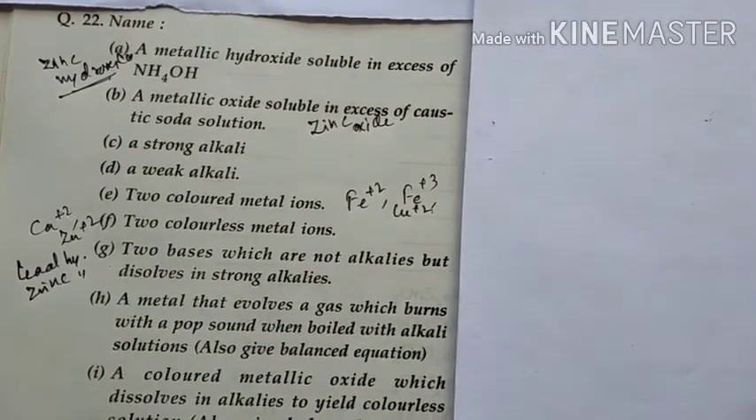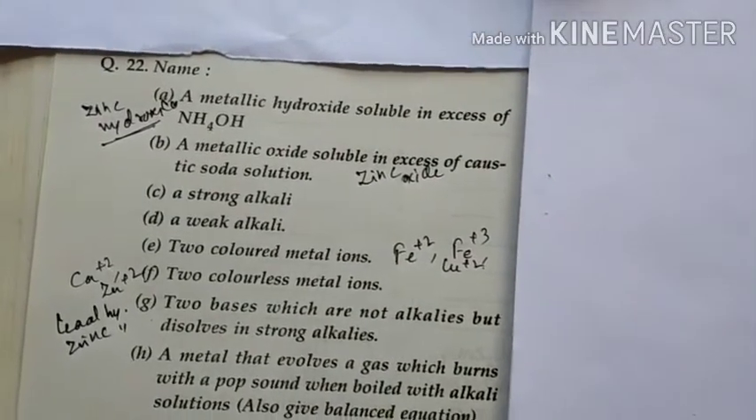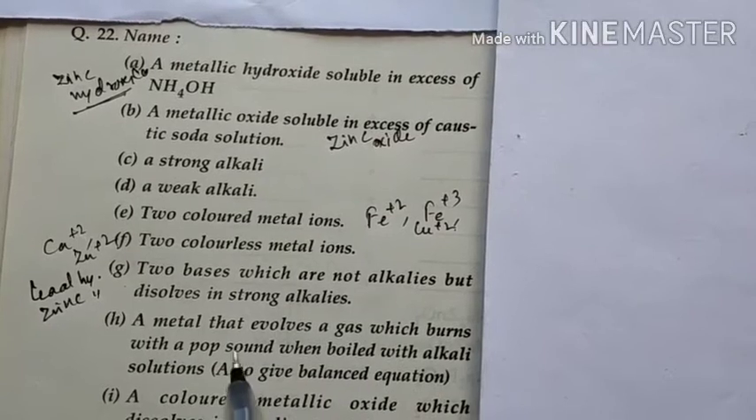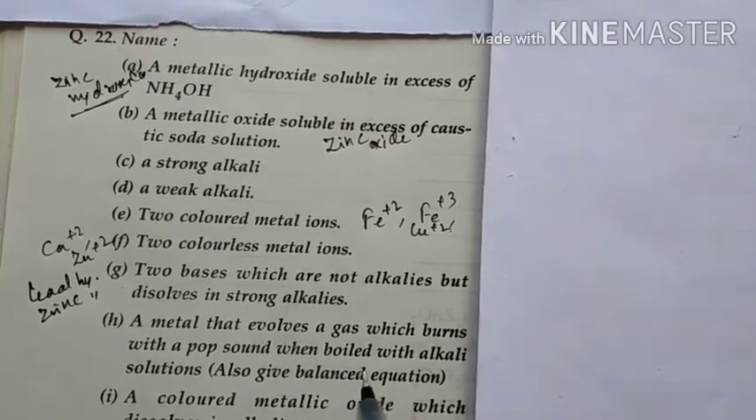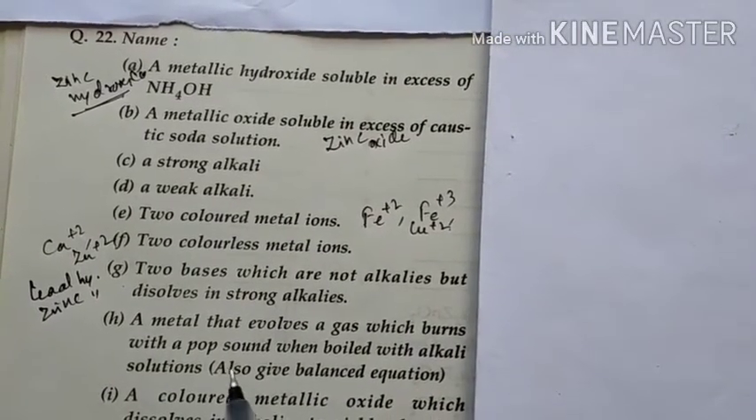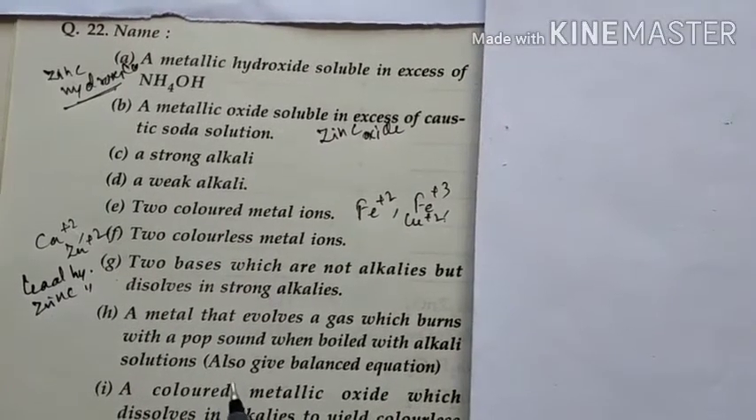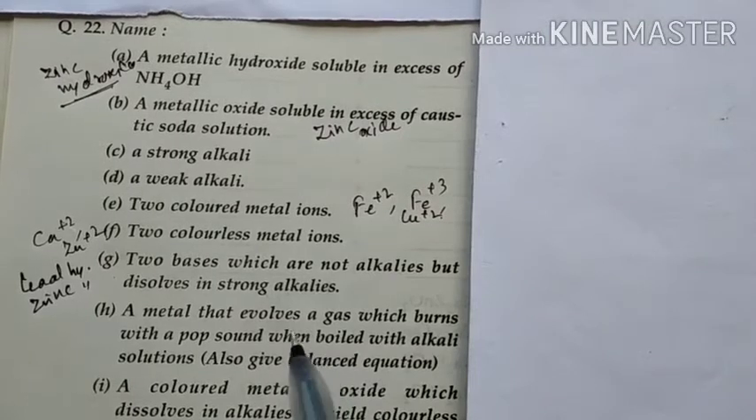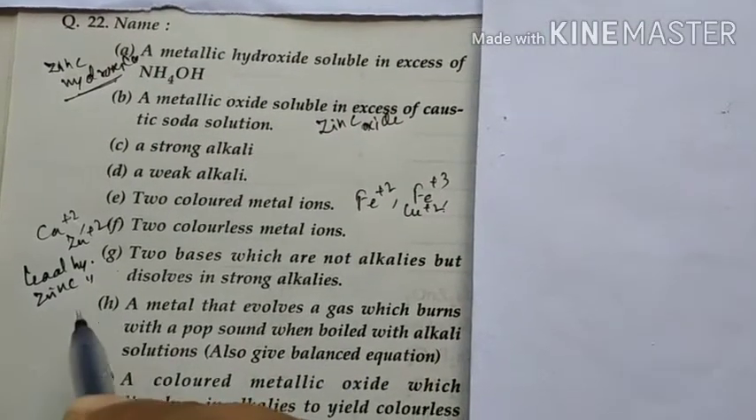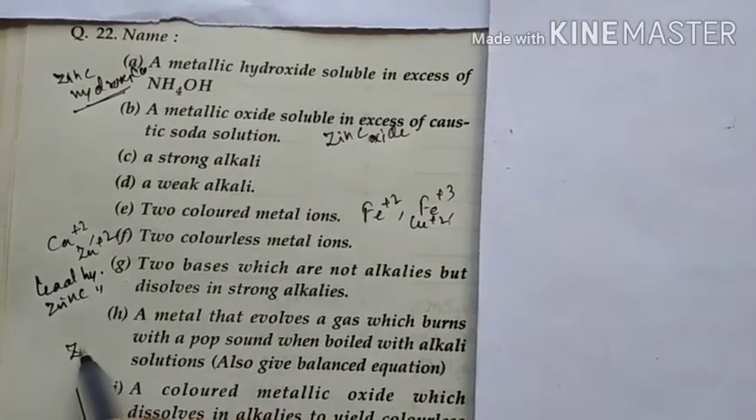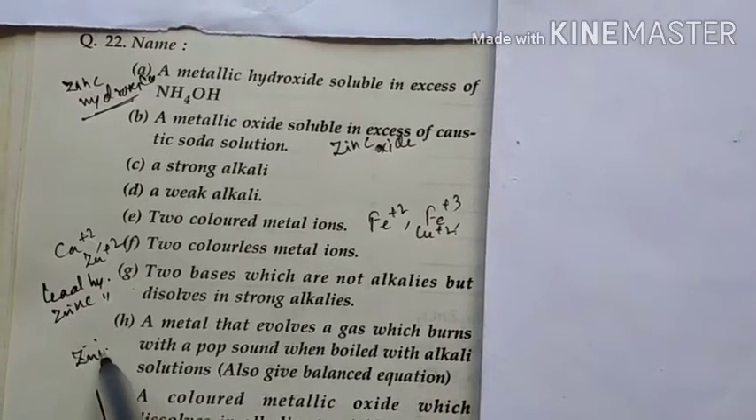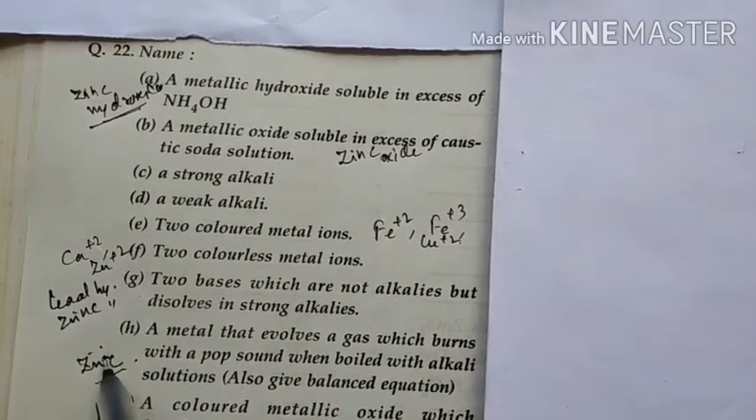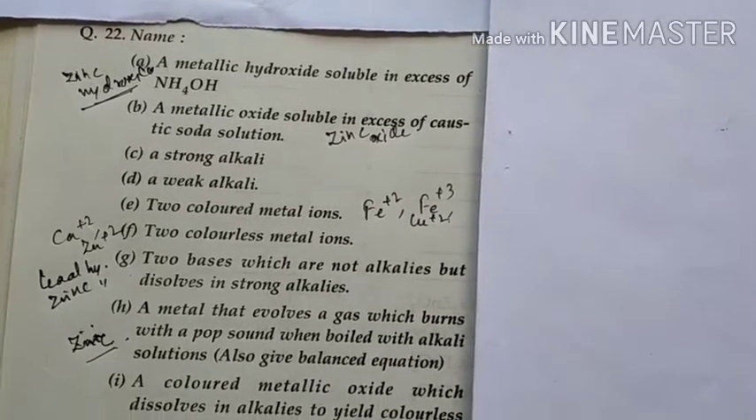Number 8, a metal ion evolves a gas which burns with a pop sound when boiled with alkali solutions. So a metallic ion gives a pop sound, that means hydrogen gas is evolving. So the metallic ion is our zinc. Okay students, zinc is our metallic ion.